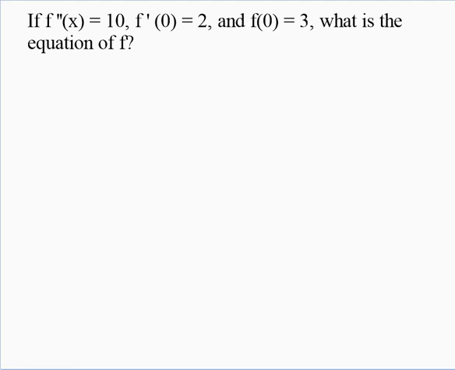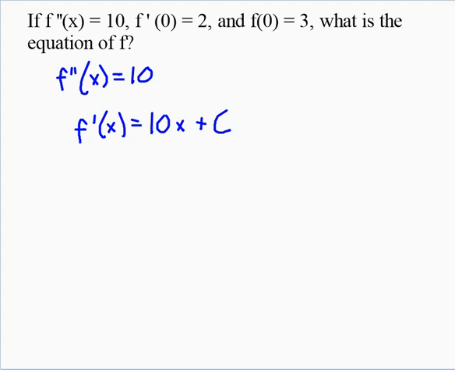Well, if we start with this second derivative is equal to 10, we can actually work our way back to finding the first derivative. How do we undo a derivative? Well, we take the integral of it. So if we take the integral of this, this is going to be f prime of x. So we're integrating the second derivative to give us the first derivative. Well, this will just be 10x plus c.